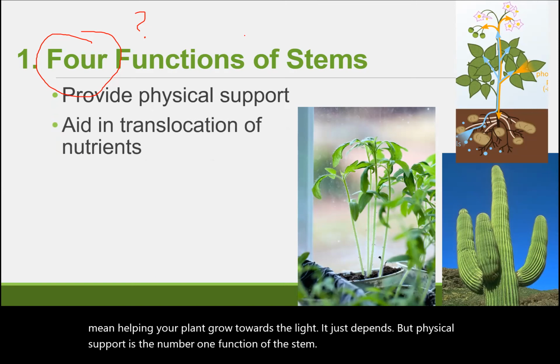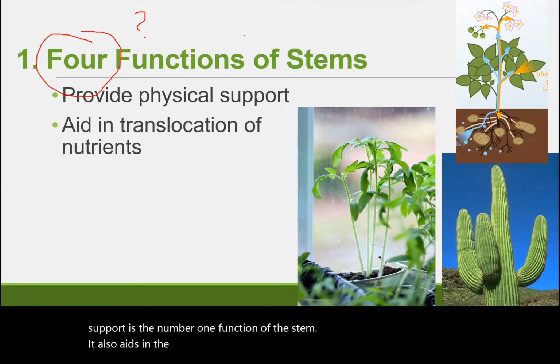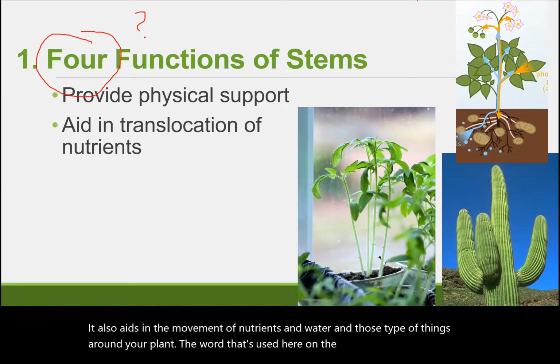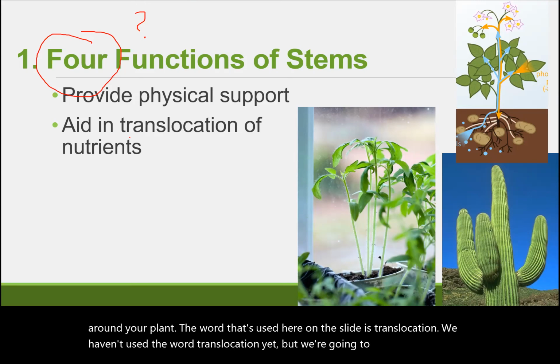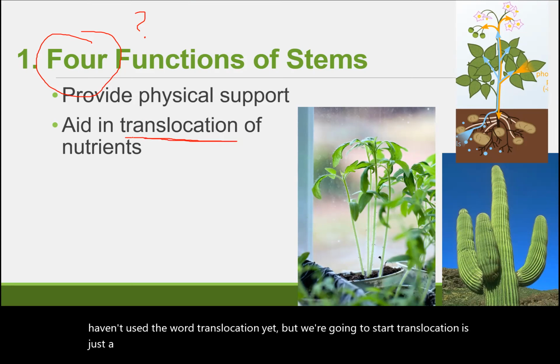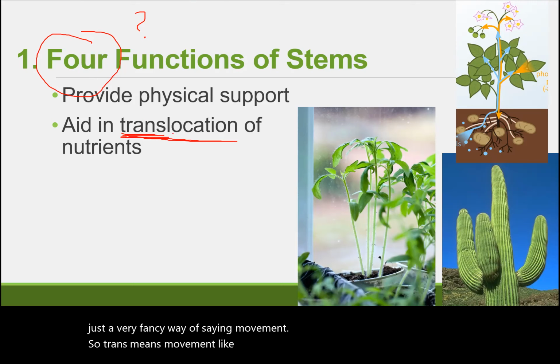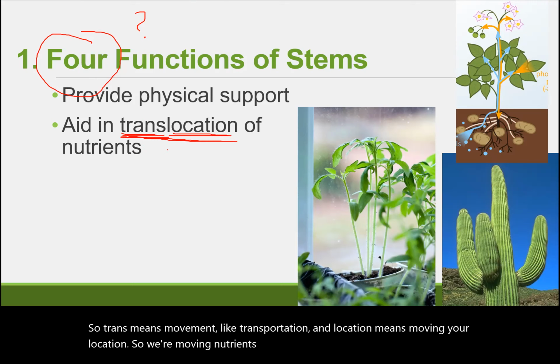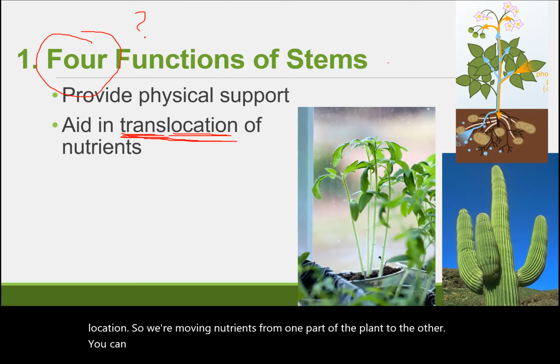It also aids in the movement of nutrients and water and those type of things around your plant. The word that's used here on the slide is translocation. We haven't used the word translocation yet, but we're going to start. Translocation is just a very fancy way of saying movement. So trans means movement, like transportation. And location means moving your location. So we're moving nutrients from one part of the plant to the other. You can see that over in the picture here. You've got your water moving and you've got your sugars moving, like we kind of talked about a couple days ago.